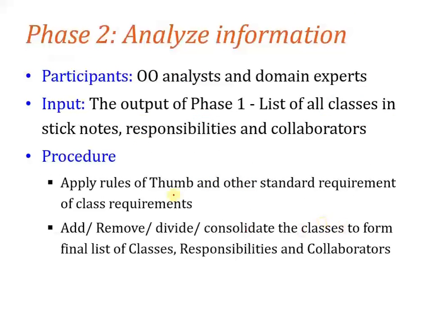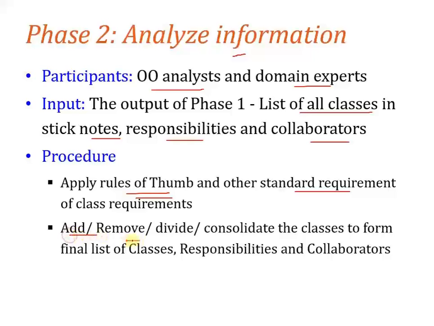In the second phase, we'll be analyzing that information. So the participants for this will be the OO analyst and the domain expert. The input for this particular phase will be the output of the previous phase, that is your brainstorming. So all the classes in the form of sticky notes, their responsibilities and collaborators will be the input for this analyzing phase. And the procedure here is that we'll be applying the rules of thumb. So a few slides back we have discussed 7 rules of thumb and other standard requirements of classes. So those rules will be applied and the classes will be filtered.